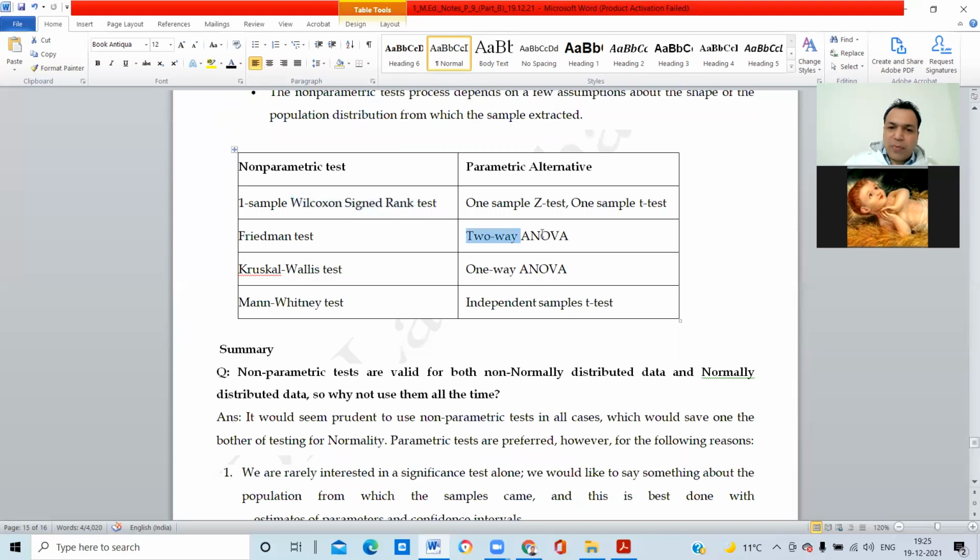Instead of a two-way ANOVA, you use the Friedman test. If you are using a one-way ANOVA under a parametric situation, but your data is not normal, there is a variation, a skewness, a dispersion in your data, you use the Kruskal-Wallis test. If it is an independent sample T test, you use the Mann-Whitney test.